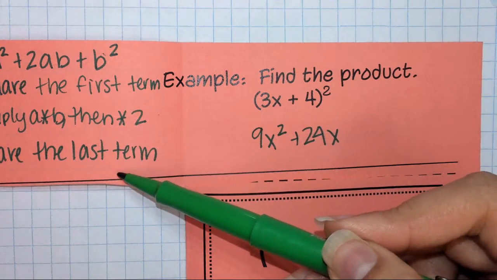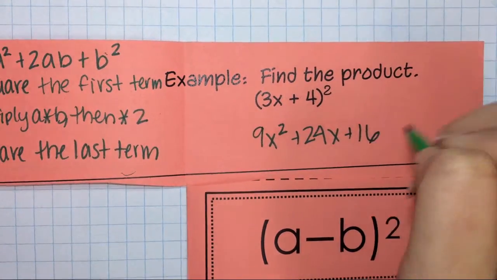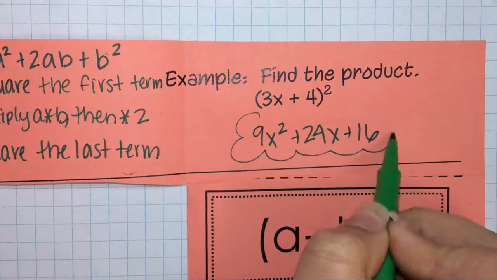Then the final step is square the last term. Our last term is 4. What's 4 squared? 16. And we're done.